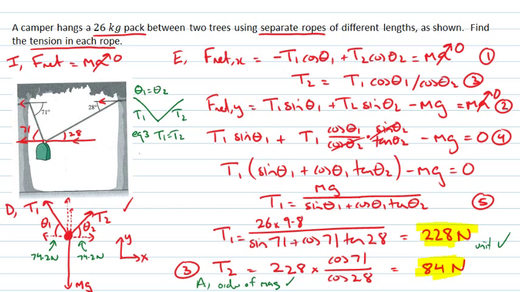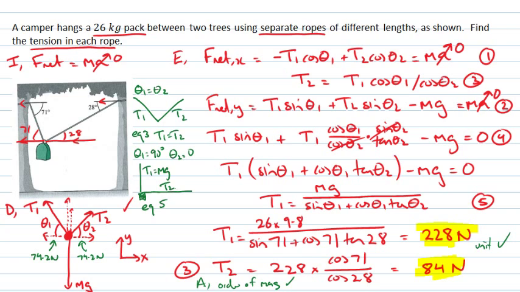We can also look at another interesting situation, which is when theta 1 is equal to 90 degrees and theta 2 is equal to 0. This would be the situation where one rope hangs straight down and the other one hangs horizontally to connect to our mass. And for there, let's have a look at equation 5. In this situation, cos of 90 degrees is going to be 0, so this cosine theta 1 tan theta 2 term would be 0. And then I've just got mg divided by sine theta 1 for T1. And sine of 90 degrees is 1. So that tells me that T1 is going to be equal to mg. So the tension in the rope, which is hanging vertically, is the same as the weight of the object.